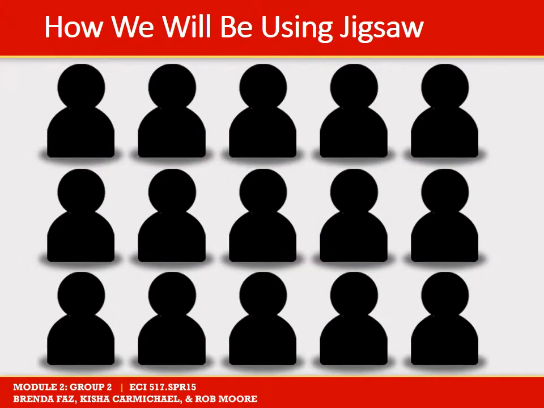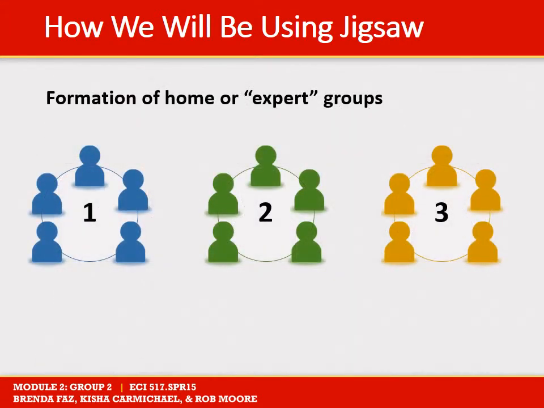So we have a class of 15 students represented here. The first thing that we need to do is organize the group into the home or expert groups. Typically, the groups will be from 3 to 6 students, depending on the topic and size of the class. For our purposes, we will use groups of 5. Once we've created the expert groups, we will next want to assign each of the groups a branch of government.